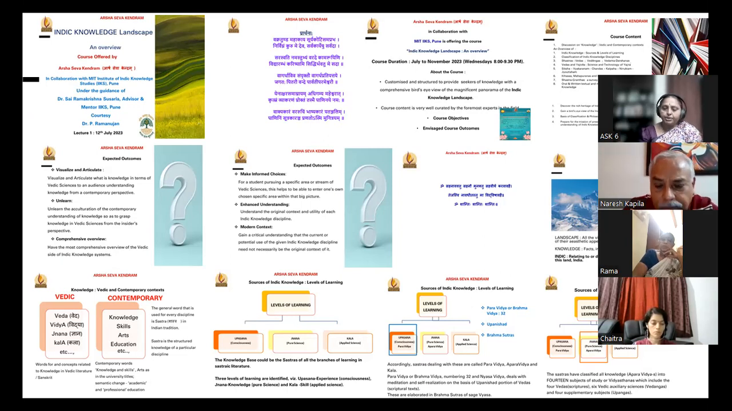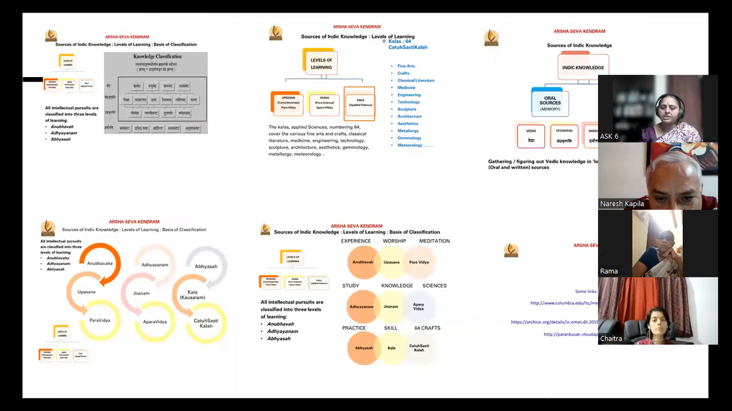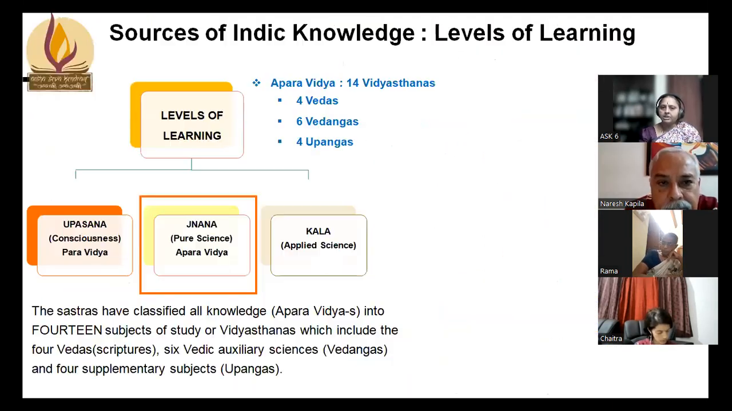Paravidya has 32 branches. This is also known as Brahmavidya. This is at the conscious level. And Aparavidya has 14 branches. This is pure science. Up to this, we have covered in our previous session.